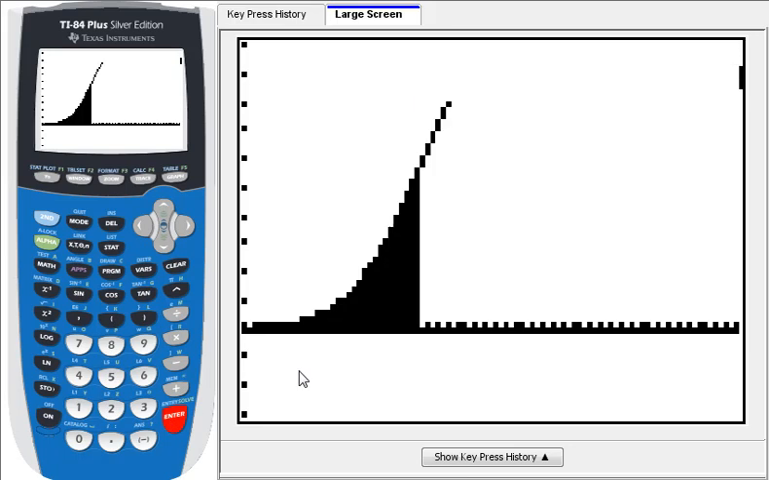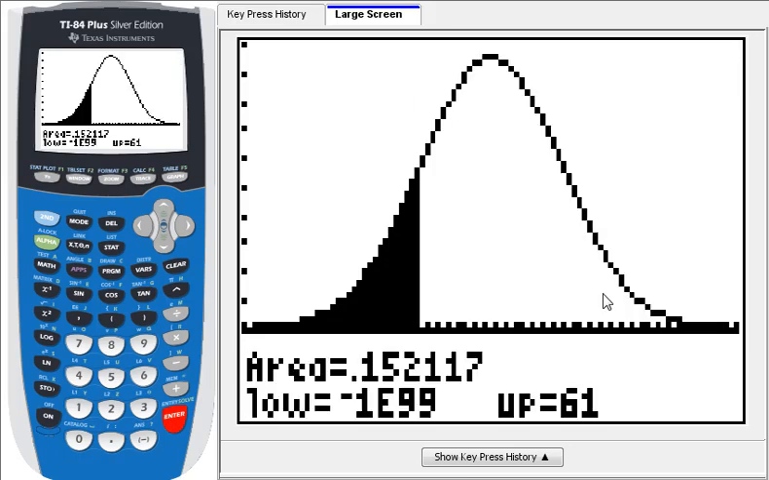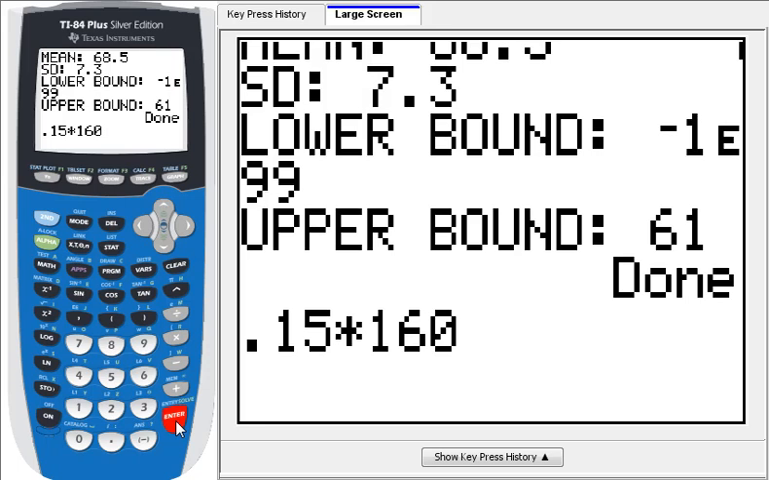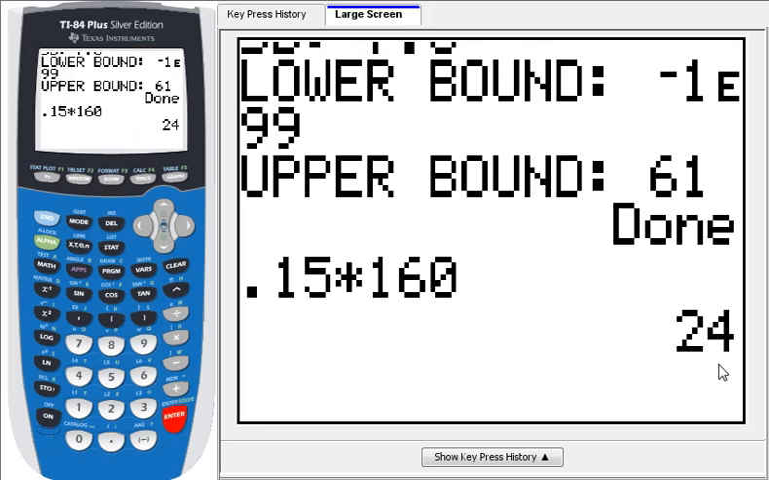And enter. Here it is. Here's our normal curve. And this is the shaded negative infinity, so to speak, all the way up to about 61. And here it tells us our lower and upper bounds. So the area underneath this is 0.152117. We can round that to about 15%. So we clear this and multiply 15% times 160 students. And that math teacher should really be concerned about 24 students that are scoring really not so good compared with their peers in the class.